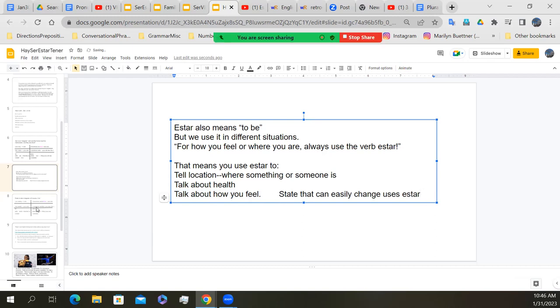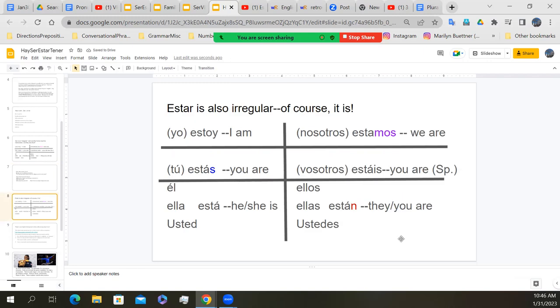Okay. And I'm going to show you the forms of estar. Your book doesn't show you that yet. I will get you the chapter and page number where you can see that in your book. But here are the forms of estar. And again, they'll have to match up with the subject pronouns of yo or tú or él, ella, usted, those grouped together, or nosotros. Or in Spain only, vosotros, or ellos, ellas, ustedes.